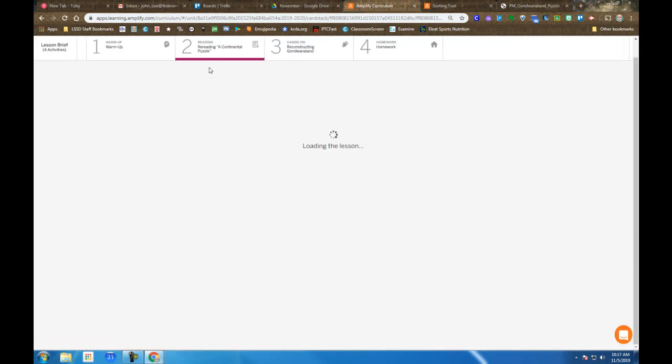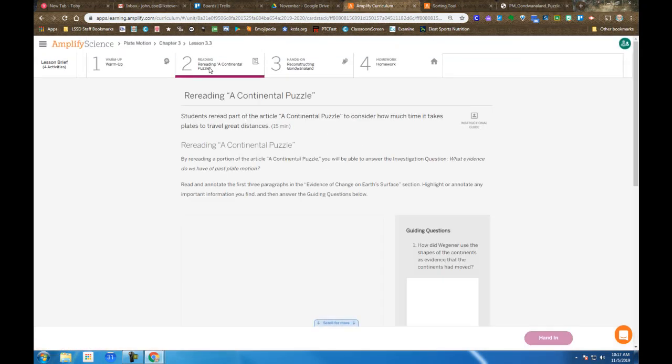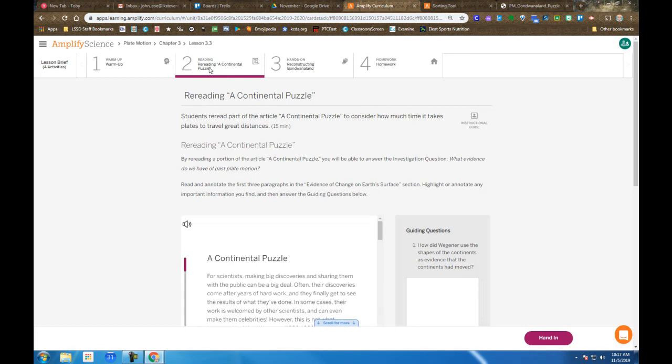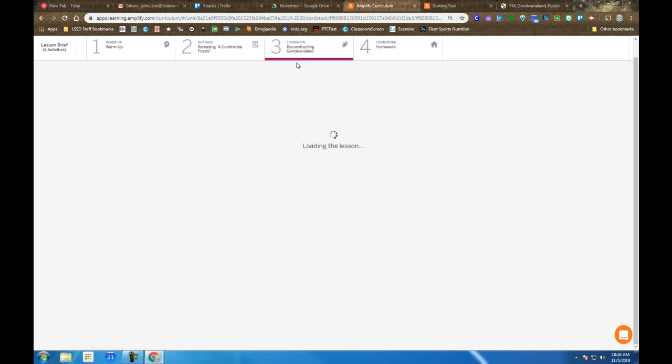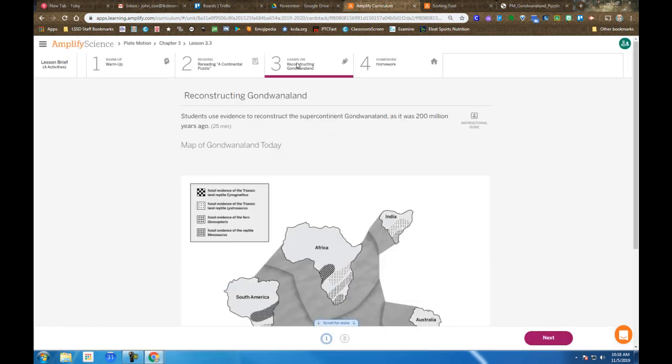We are back to the Continental Puzzle article. We read that in 3.2, Alfred Wegener's Continental Drift Theory. We are now annotating for the purpose of making a map of the continents and where we think they were in the past. So we're now reading for a different purpose. Okay, any evidence of where the plates might have been in the past. We're responding to the guiding questions on the side, and then we move on to the hands-on piece in which I give you the handout.